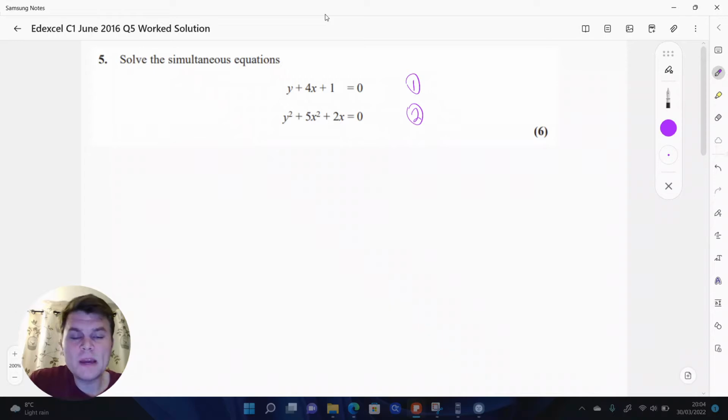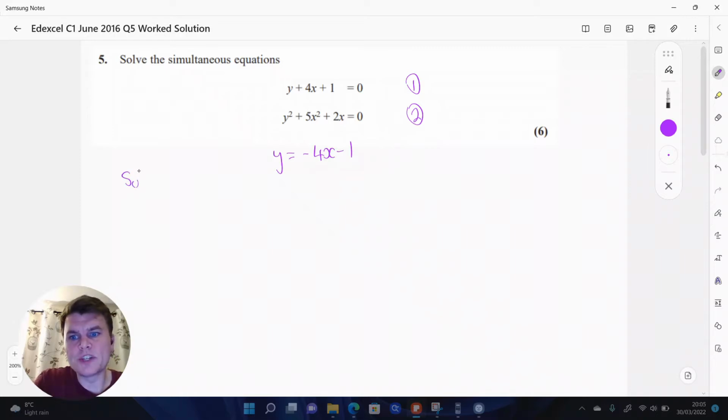First thing I'm going to do, you need to make the decision whether you want to let x equal or y equal something. And we're going to look at equation 1. I'm going to do it so that y equals something else, just because I think it's going to be easier to expand the y squared term rather than expanding something like 5x squared. So we start looking at 1 and we rewrite it in terms of x. So we get y is equal to minus 4x minus 1.